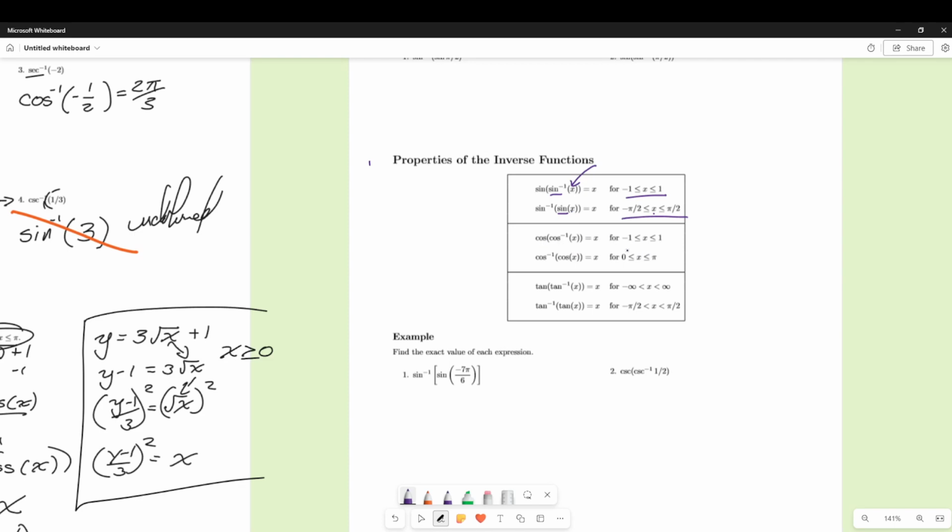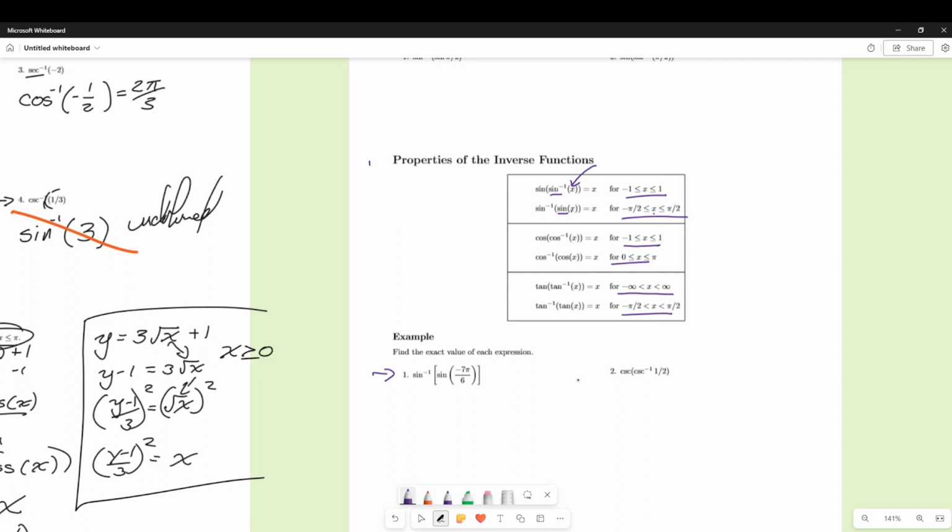So these things will undo each other within the proper restrictions. If it's not within the proper restrictions, and we'll see that happen real quick, if it's not within that restriction, we'll talk about what we do. Tangent can output any ratio, so it doesn't have a ratio restriction, but it still has an angle restriction.